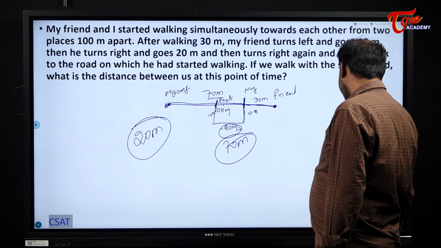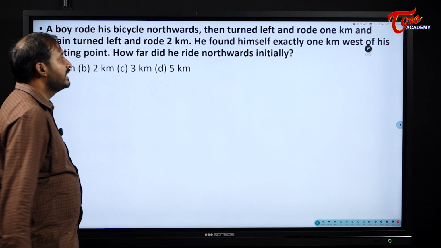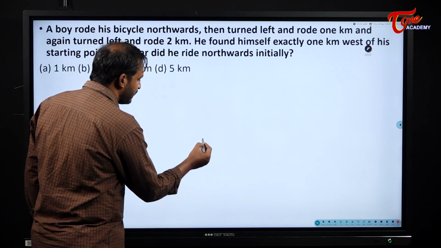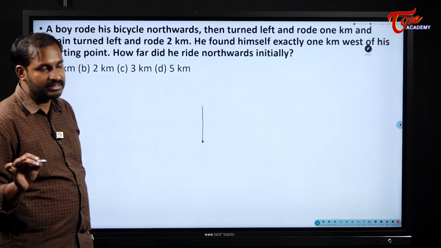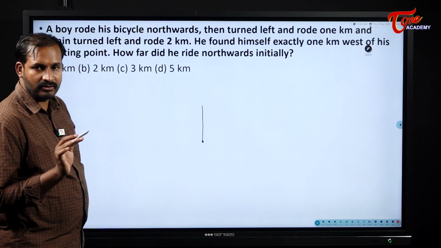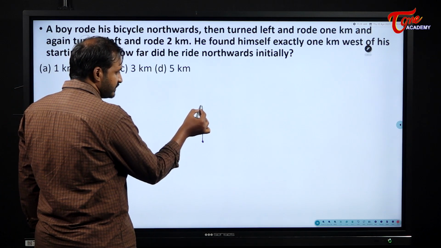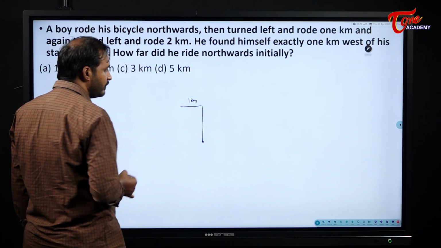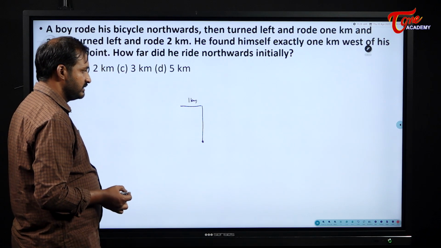The next one. A boy rode his bicycle northwards, then turned left. Somewhere from this point, he rode his bicycle towards north, and they didn't mention what distance he cycled. Simply, he went northward. Then he turned left and rode 1 kilometer. The person moving in this direction, turning left means this is the direction, and he rode 1 kilometer. And again turned left and rode 2 kilometers.